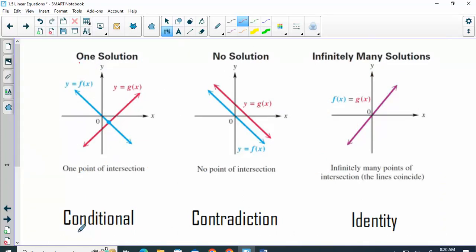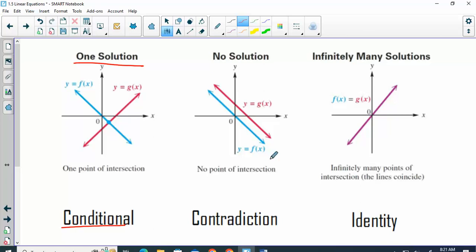If you solve it and you get a solution, that means if you were graphing these, the lines meet in one spot. That's what's called a conditional equation. So a conditional equation has a solution. If you solve it and get x equals something, that's conditional. It's true under the condition x is this number.